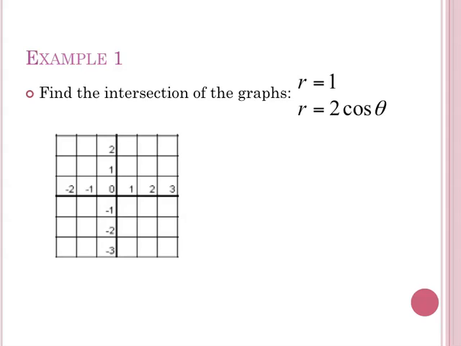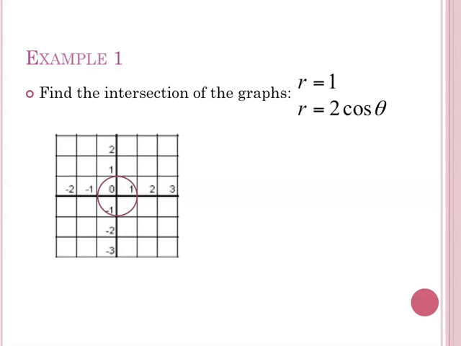Okay, so here's the first example. We'll try to keep it simple to start. We'll get a little bit more complex later. So find the intersection of the graphs r equals 1 and r equals 2 cosine theta. For the first one, r equals 1, you all know that that is going to be simply a circle with radius 1 that is centered at the origin.